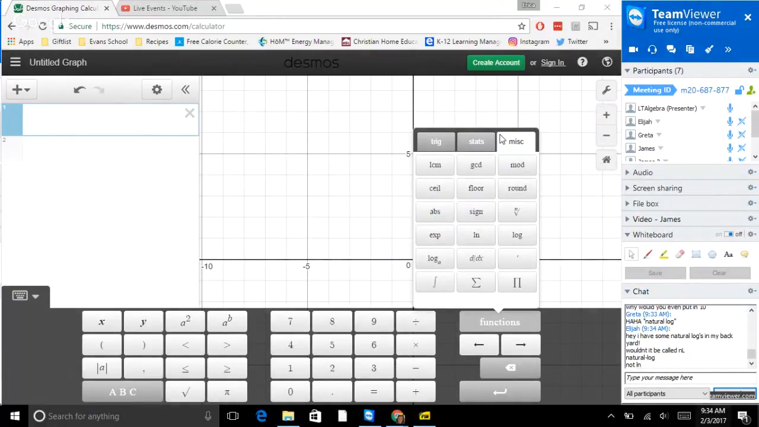Okay, so if you go under your miscellaneous, you'll see they're all kind of written here next to each other. This is the log with a base of 10. This is a log with a different base. And this is your natural log right here.